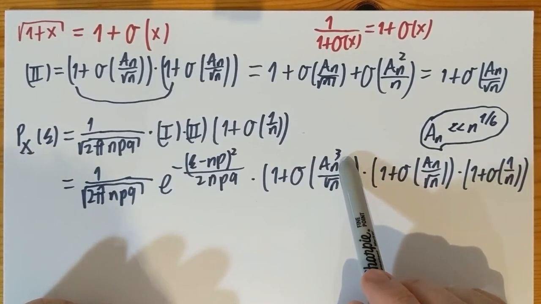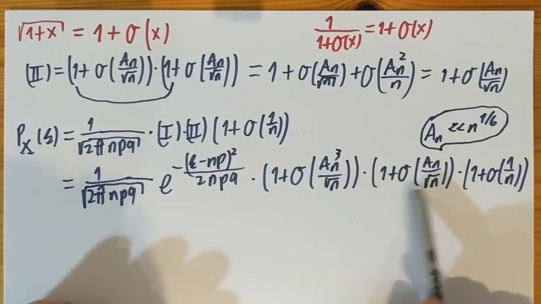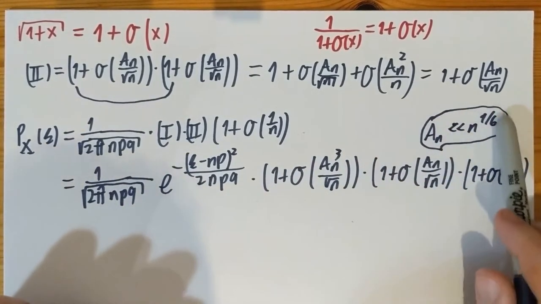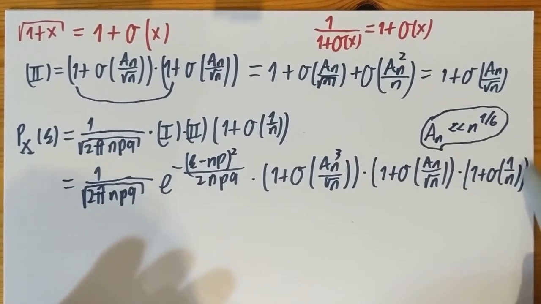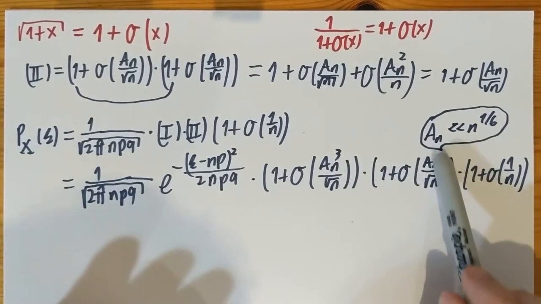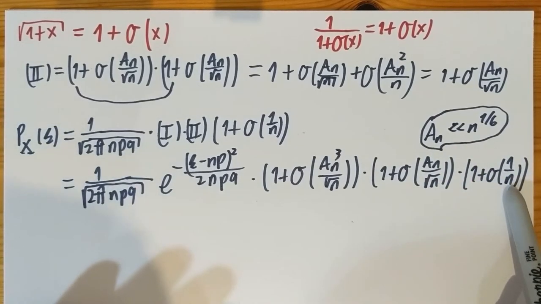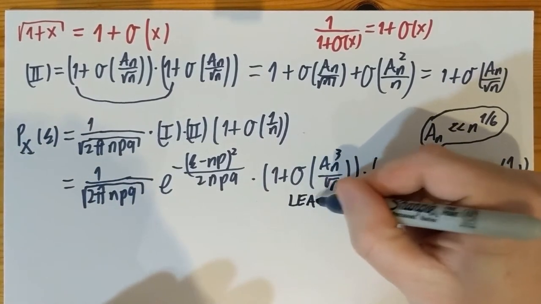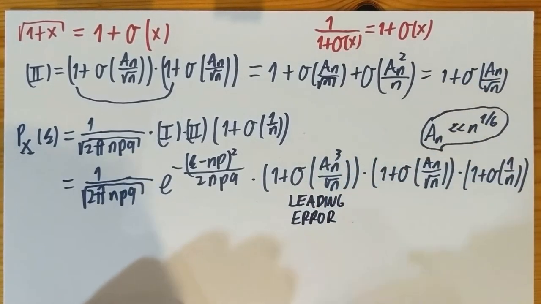An can go up to n to the 1/6, so it's a non-decreasing sequence. And so this term is definitely larger than that term. The denominator is the same, but this is cubed, and n is non-decreasing. It can grow up to smaller than n to the 1/6. So this term is definitely larger than that term. And then this one is even smaller than all of those two, because here it's something over root n, something non-decreasing over root n, and this is 1 over n, so this is much smaller. So the leading error term is this guy here. This guy is the leading error. That's the largest of these three terms.